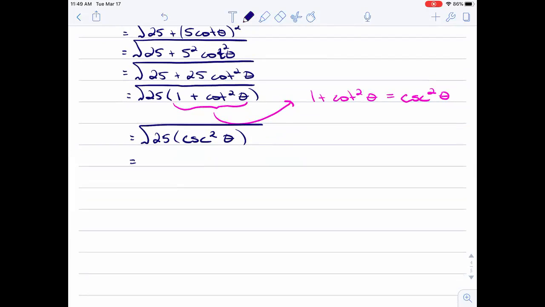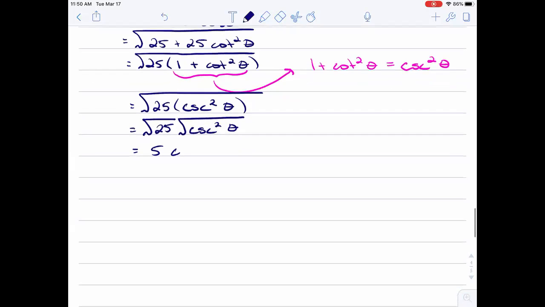And same idea as before. Now that I'm only multiplying things in here, then I can split up my square root on top. And so I get root 25 times the root of cosecant squared theta, 5 cosecant squared, or sorry, cosecant theta.